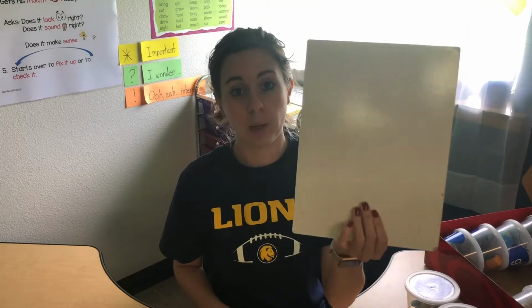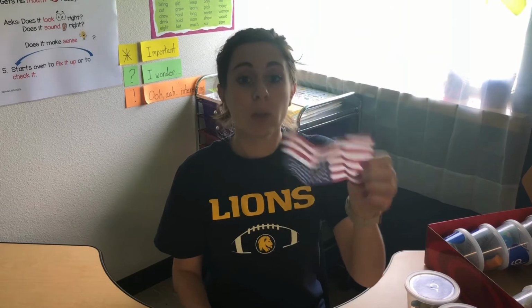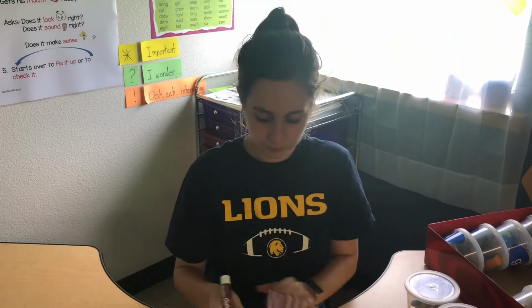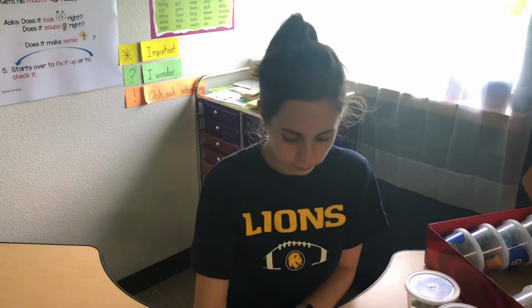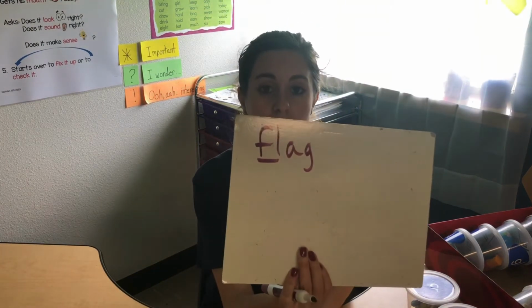Now you need to pause the video and get your whiteboard and a marker. Now, once you have your whiteboard and a marker, we are going to write down the words of the objects. First we have flag. So we know that the beginning has the chunk full, flag, and underline the chunk.